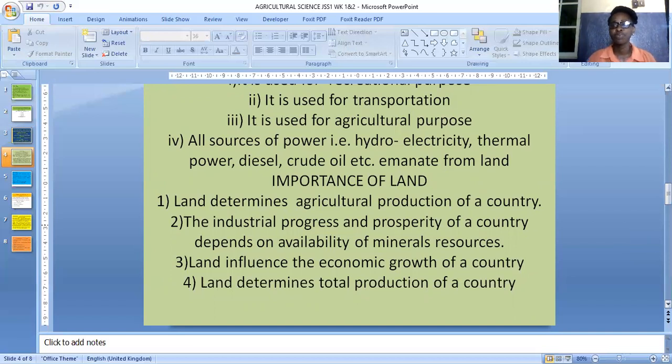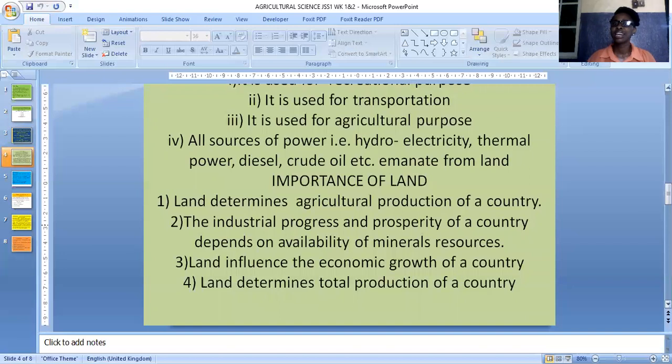Let's go back again. Land can be defined as a natural resource from nature. We use land for transportation, agricultural purposes, and also for recreational purposes. And all sources of power emanate from land.